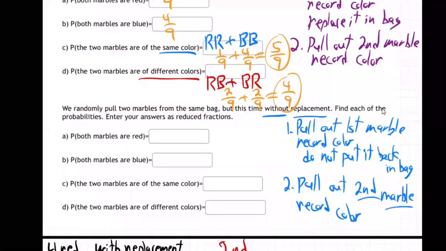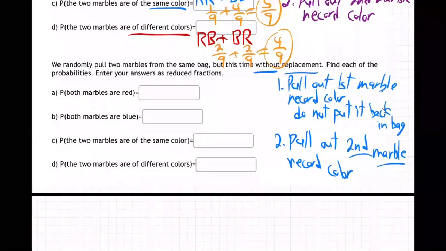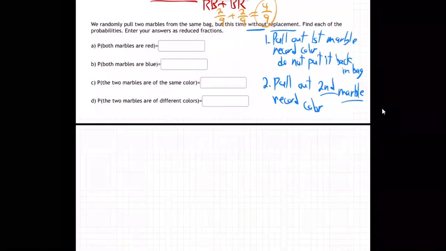That's the easier part. Now for the big, the bad, and the ugly, part 2. Part 2 now, we're going to pull out 2 marbles without replacement. So that's where things will get more interesting.